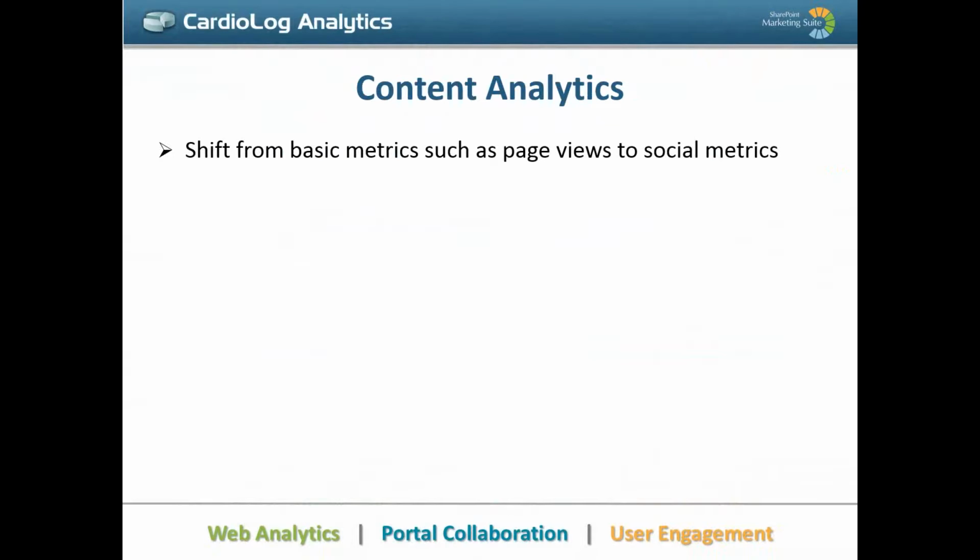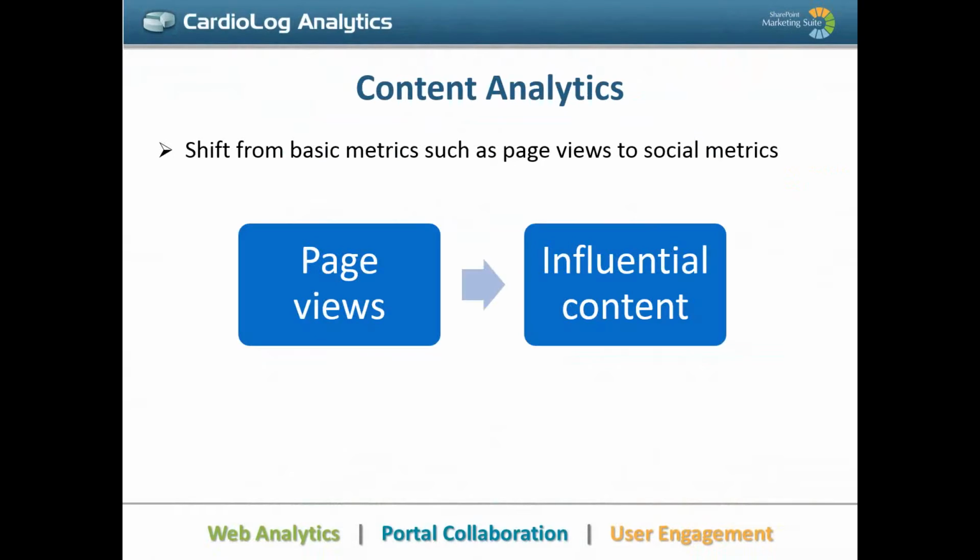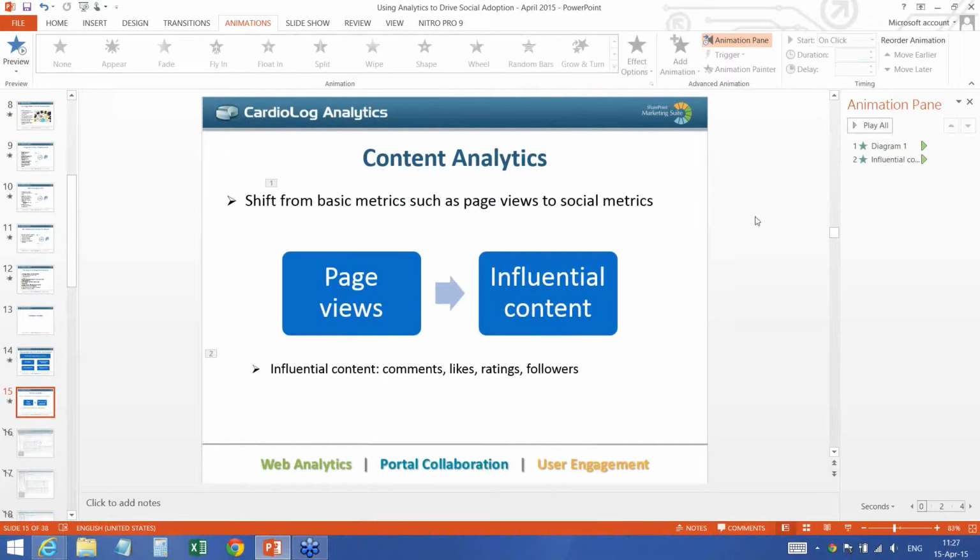There's a very big shift from what used to be the main metric, called page views, to more social metrics. From just content that is most popular, we're seeing a big shift into content that's most influential. And there are a few ways that we can track that. For example, the number of comments on content, the number of likes, ratings, followers, and things of that sort.